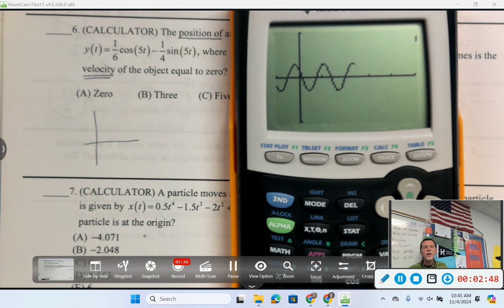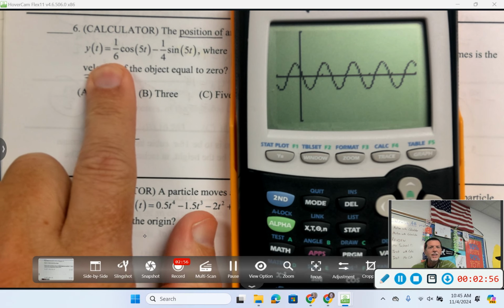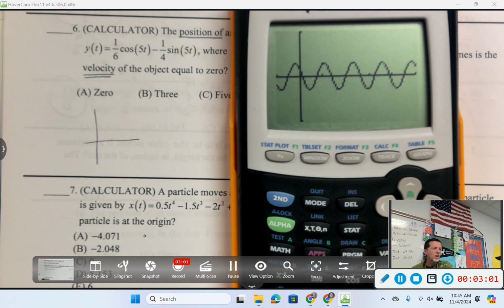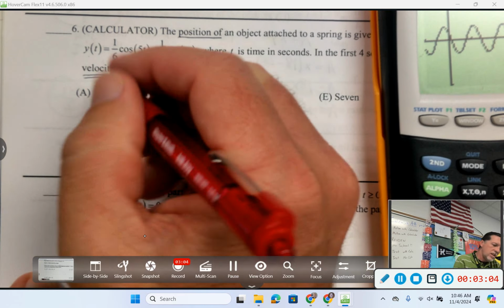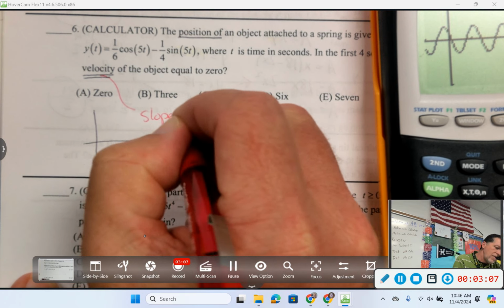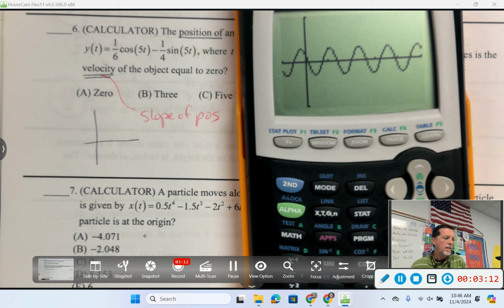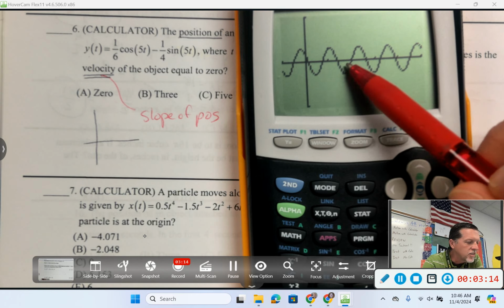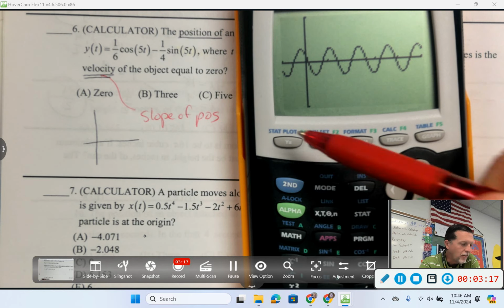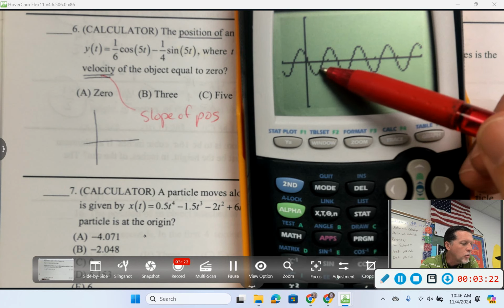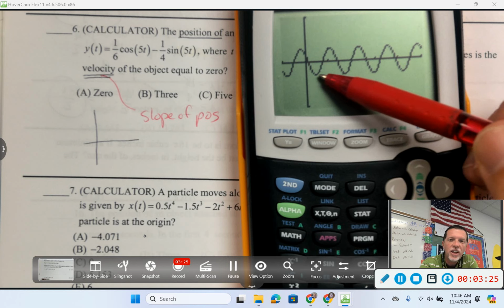Okay, I got to be super careful here, because what is that graph a picture of? I just typed in y. That's the position. So how will I know where the velocity is 0? Velocity is the slope of the position. So you got to be careful. I'm not looking for these zeros. I'm looking for where the slope is 0. So when the slope changes, when there's a horizontal tangent line.